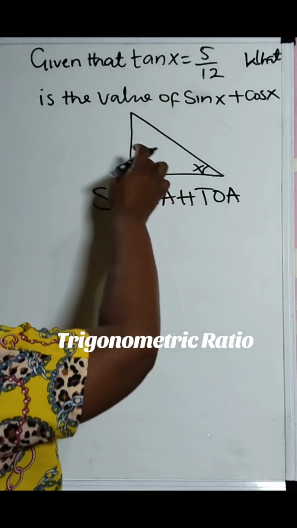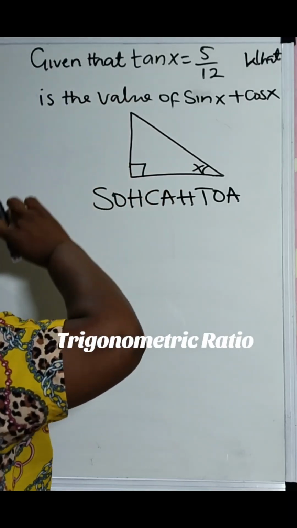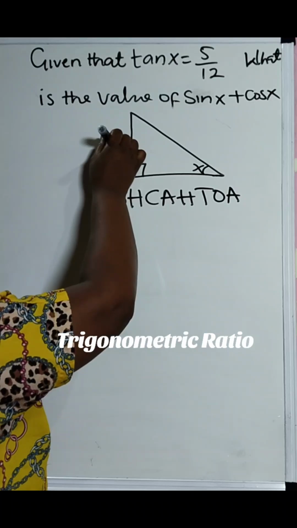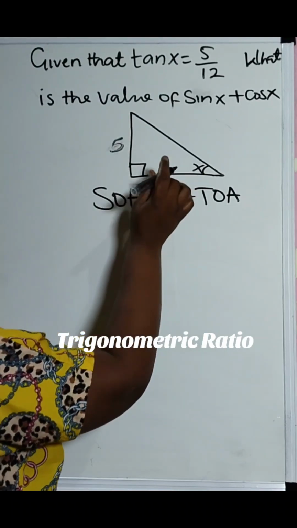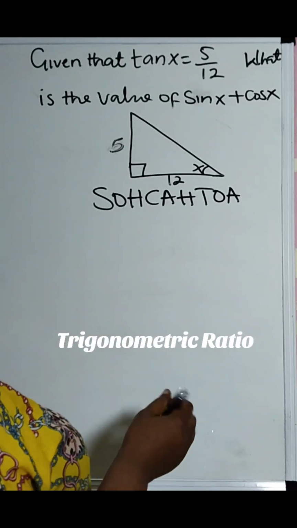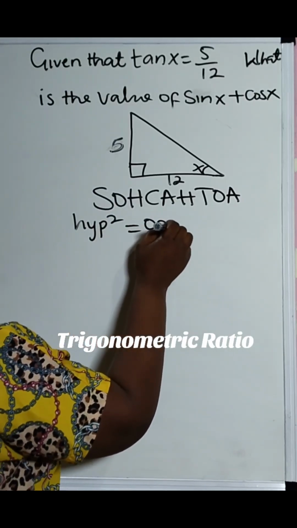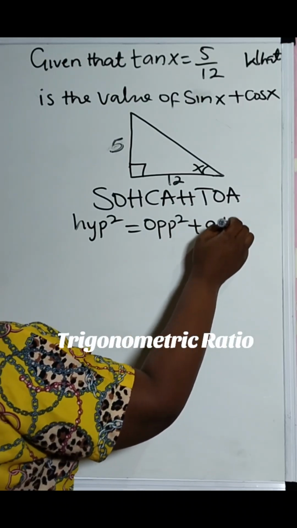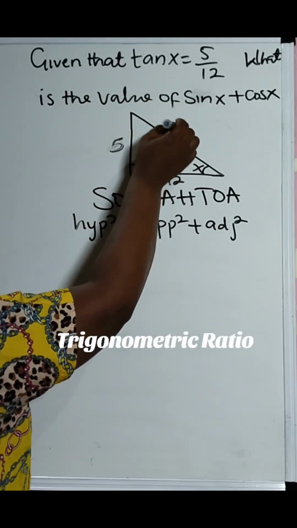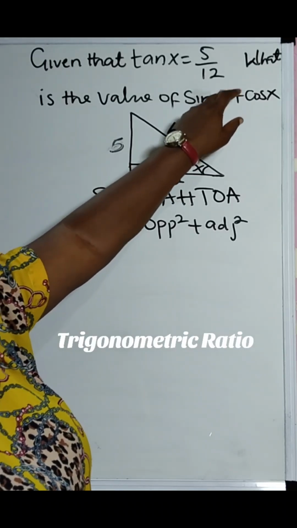We now go to our right angle triangle. Here will be our opposite, the side that is directly opposite to this angle x. Here will be 5. Now, here will be our adjacent, which is 12. Now, using our Pythagoras rule that states that hypotenuse square is equal to opposite square plus adjacent square. Now, this is our hypotenuse side, which is our longest side. So, this is what we are looking for. We need to find this before we can be able to solve sin x plus cos x.